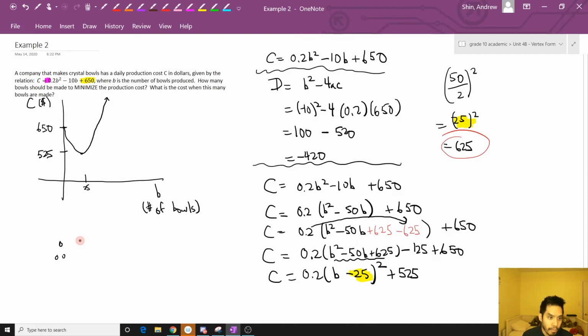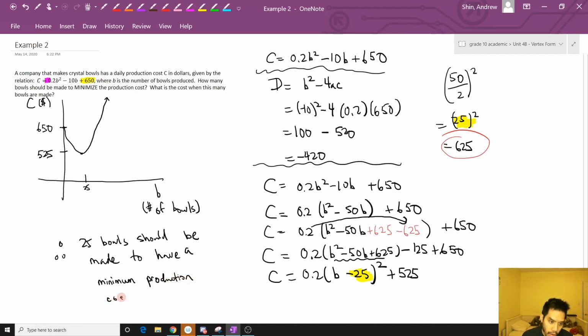Therefore, 25 bowls should be made to have a minimum production cost of $525.